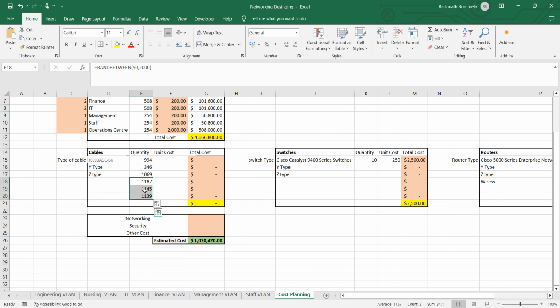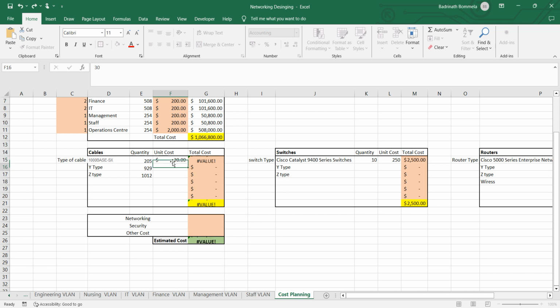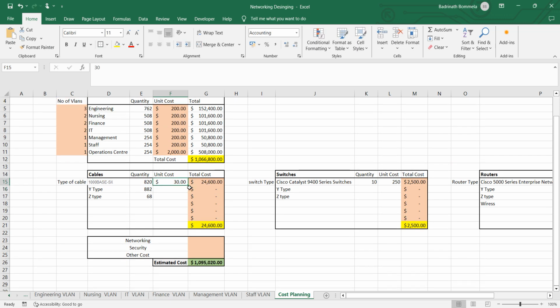You just give two to three types of cables. That's enough. Unit cost maybe $30. Unit cost is up to you. So you give some sort of value. That's fine. Make sure you give your own value. I'm giving 30 rupees here, but you give your own value. So by this, your costing is done.